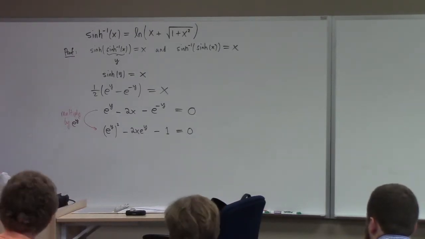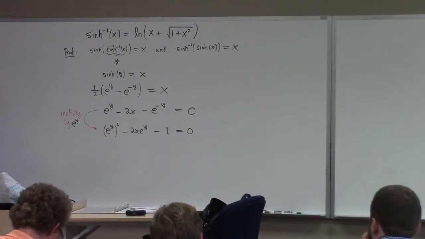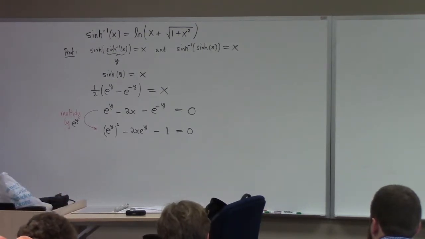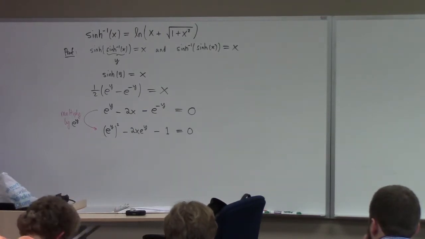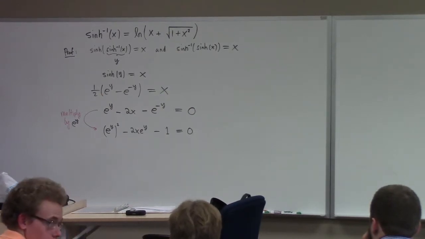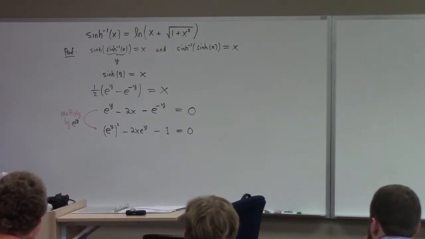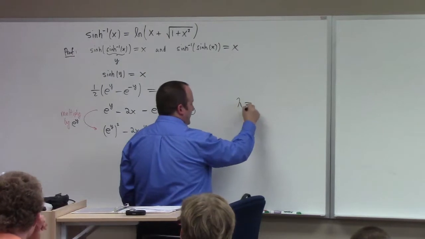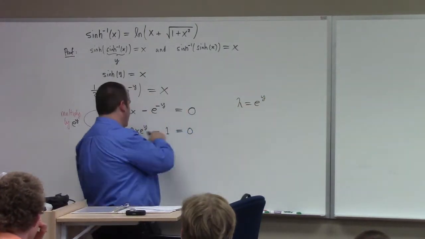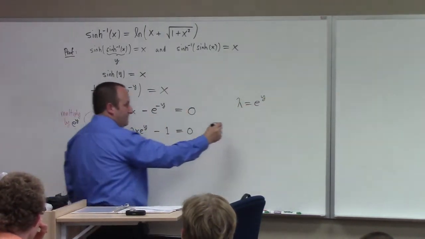So multiply by e to the y. Why did I do that? Yeah. You turned it into a polynomial. Turned it into a polynomial in what? Got rid of the fraction. Also, yeah, exactly. So if we let lambda equal e to the y, then what does this look like? This becomes what?